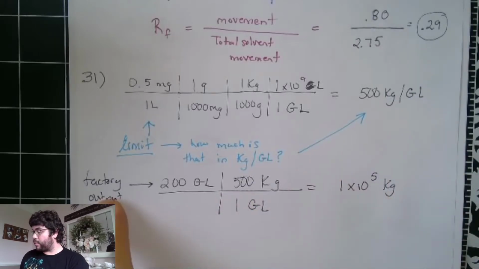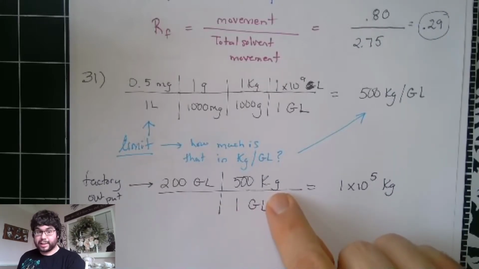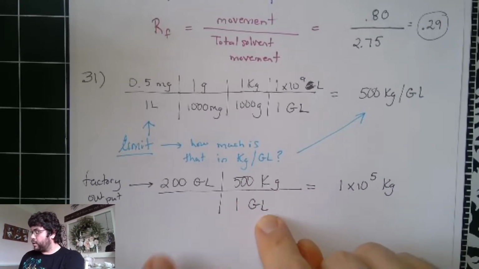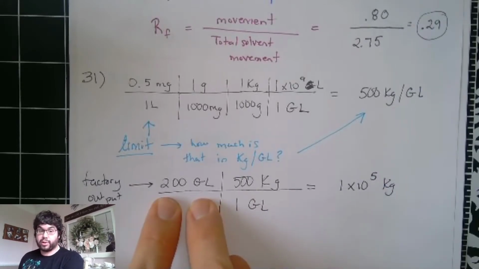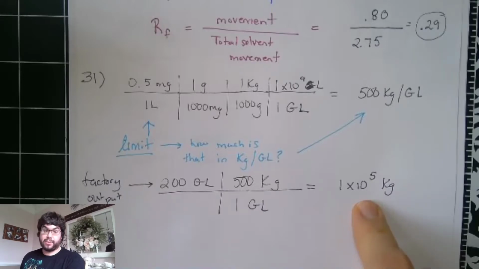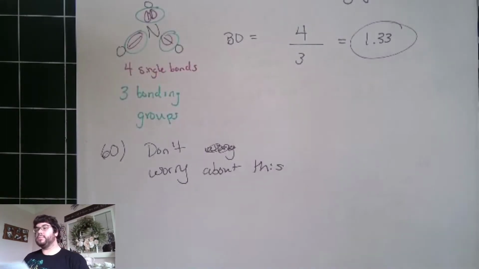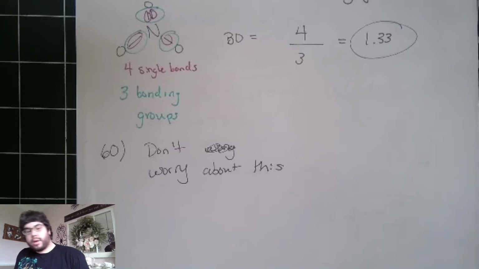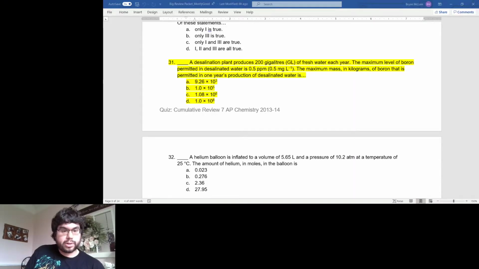And then this is how much water is outputted by the factory, 200 gigaliters. So our ratio of how much boron is allowed in the water is 500 kilograms per gigaliter. So we're going to convert to kilograms just how many kilograms of boron are allowed in that 200 gigaliters, and that gives us 1 times 10 to the 5th kilograms of boron. That was number 31, and then I have number 34 as our next question.